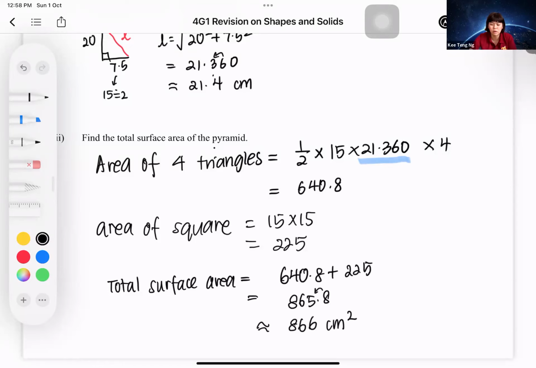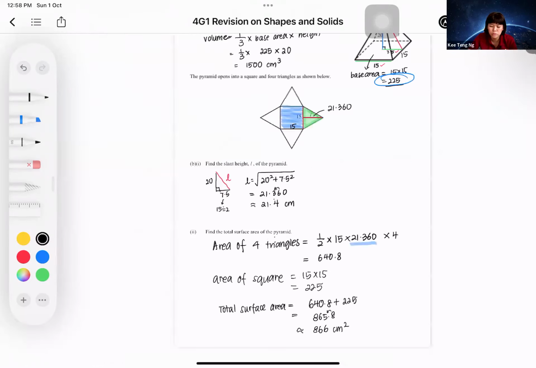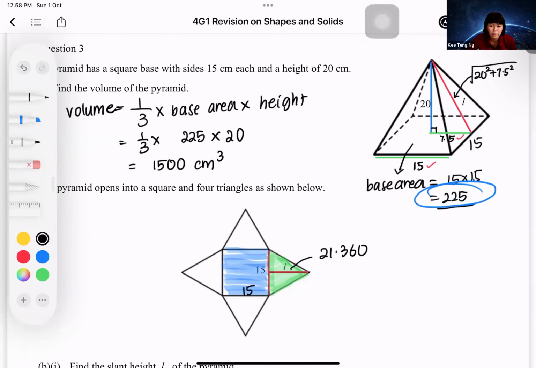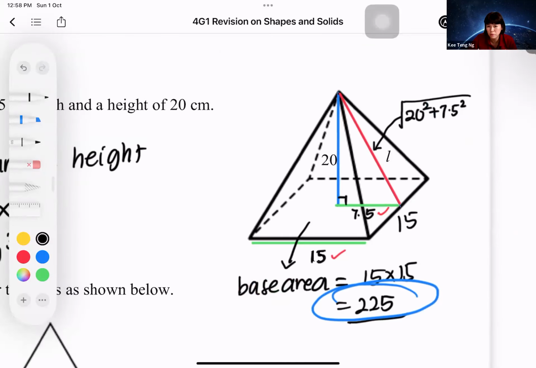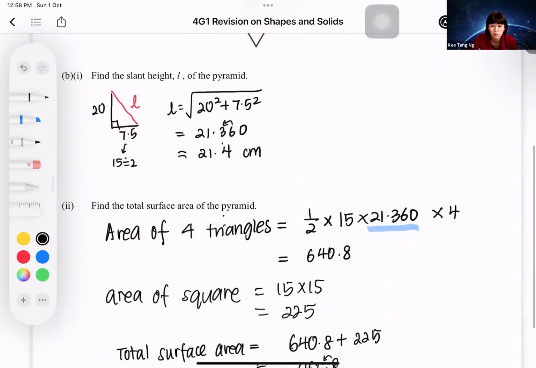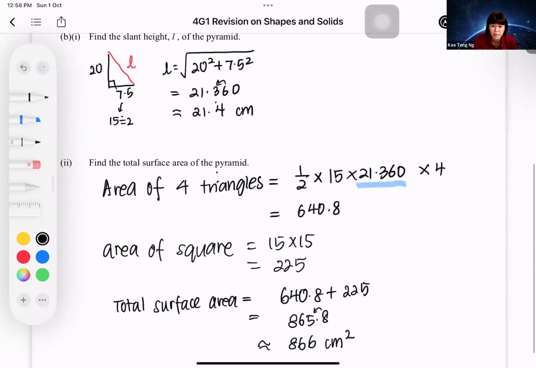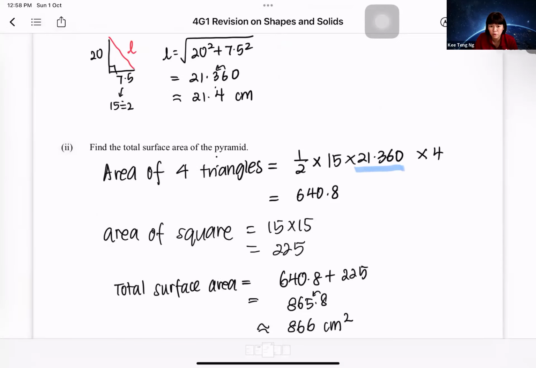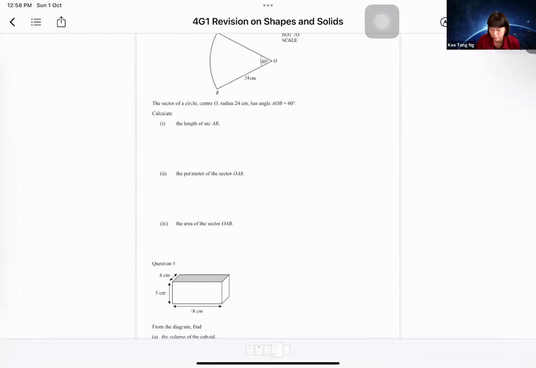Have you gotten the concept? So for this one, first find volume, and volume for a pyramid is 1/3 base area times height. Then use the Pythagoras theorem, right? Find the slant height. Then find the area of one triangle times 4. Then the area of the square base. Then add them up together. Right? Have you gotten the concept? Now move on to the next question.